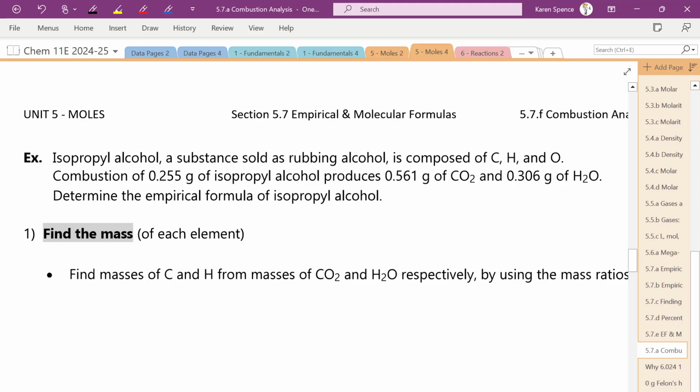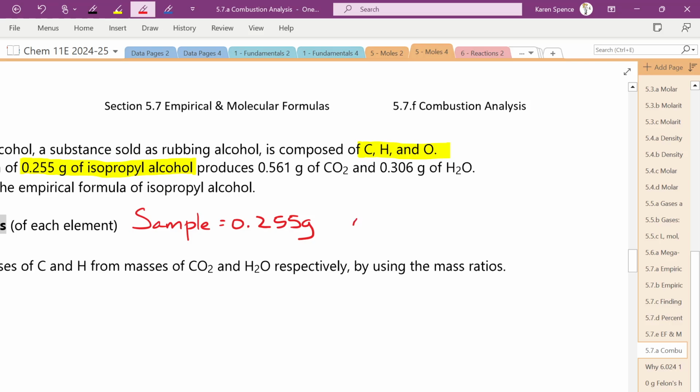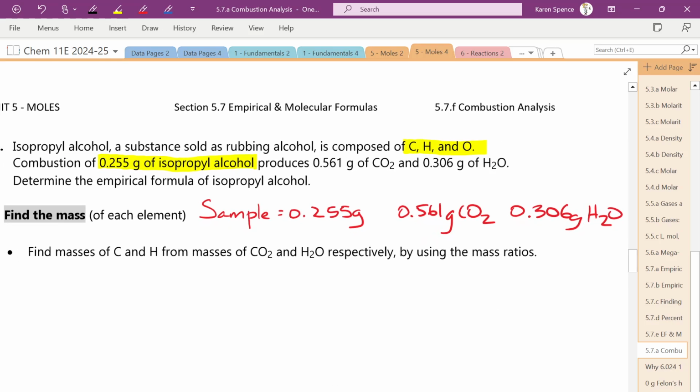We have isopropyl alcohol. It is composed of carbon and hydrogen and oxygen. We combust 0.255 grams of isopropyl alcohol. So our sample is 0.255 grams. And we have 0.561 grams of CO2 and 0.306 grams of H2O. That's my summary information.